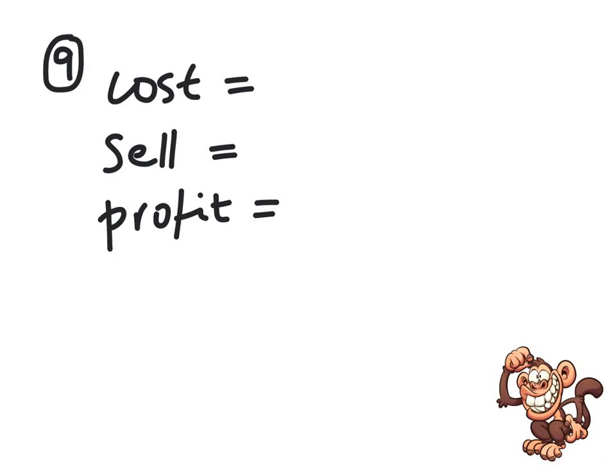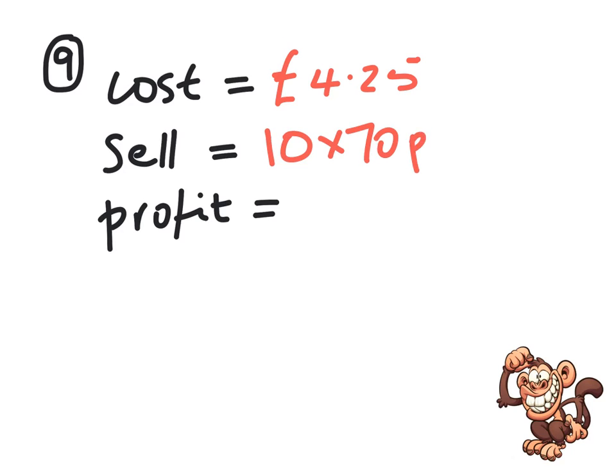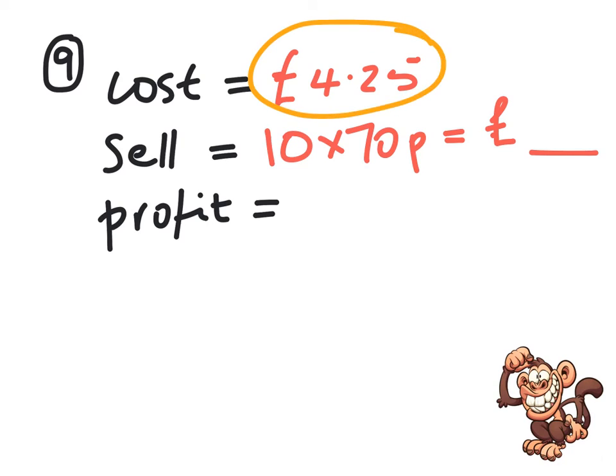Last, number 9. How much did it cost her for the ingredients? Well, it cost her for the ingredients £4.25. Tells you that in the question. How much does she make by selling them? Well, she sells 10. She sells 10 at 70p. So that tells you how much she got for selling them. How much profit did she make? Well, that's just the difference between how much it cost her and how much she sold them for.